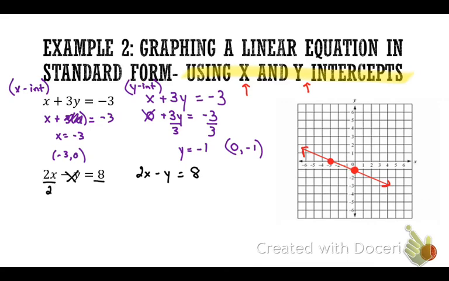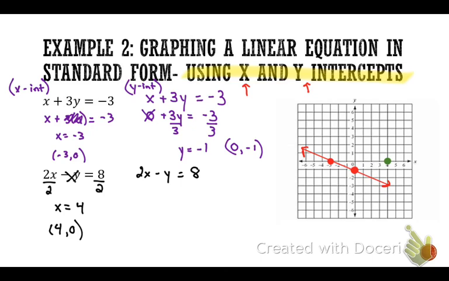Divide by 2. All right, so x equals 4. Well, to get 4, I had to plug in 0 for y. So that's why my ordered pair is 4, 0. All right, so I want you to go over 4, up 0. That's my x-intercept. All right?